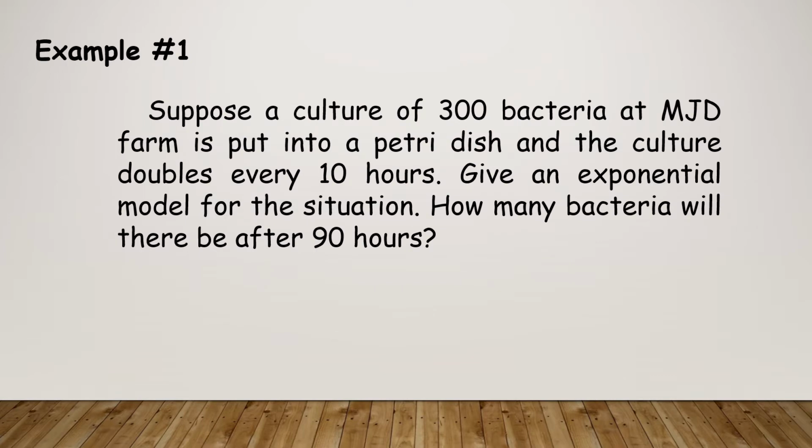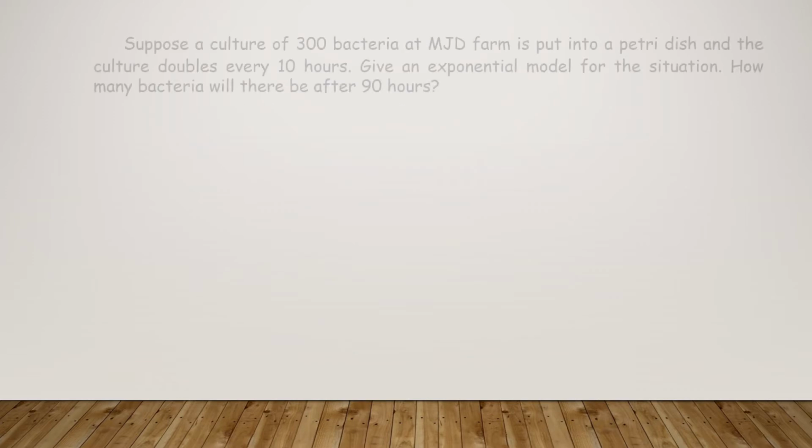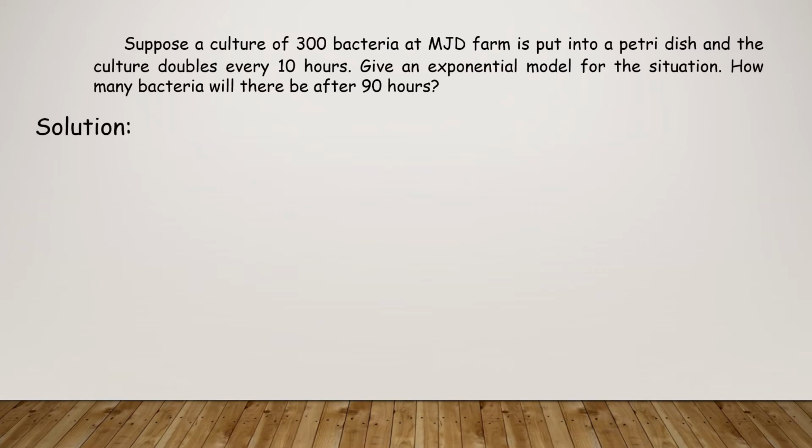Example number 1. Suppose a culture of 300 bacteria at MJD farm is put into a Petri dish, and the culture doubles every 10 hours. Give an exponential model for the situation. How many bacteria will there be after 90 hours? So let's first try to analyze the problem. If our time, t, is equal to 10 hours, our bacteria will be 600.